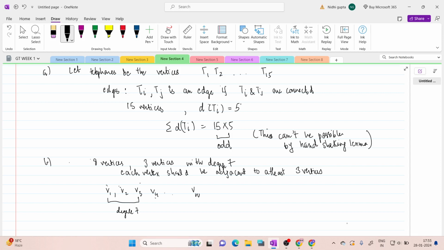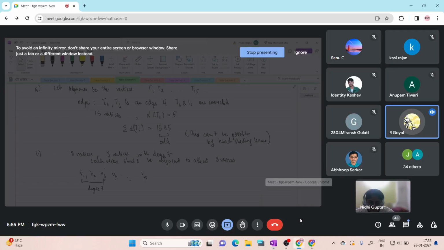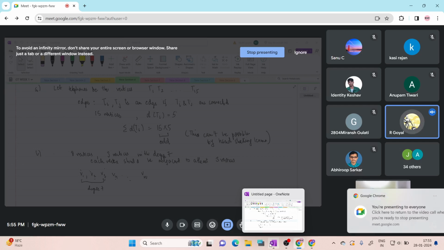Now if you pick any other vertex other than v1, v2, v3, since these vertices have degree 7, they are also adjacent to v1, v2, and v3. So their degree should be at least 3, right? Yes, according to common sense it's okay. But then, how can we write a proof of it? What could be the outline of the proof?